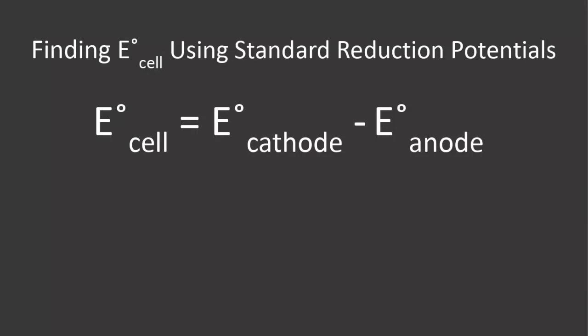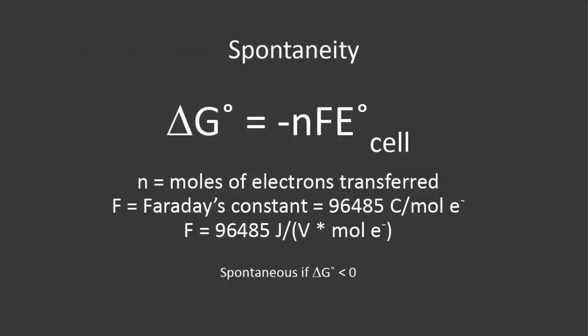To find E cell at standard conditions, you take your reduction potential at your cathode and subtract the reduction potential at your anode, and that allows us to find our E of the cell under standard conditions. So why is that important?